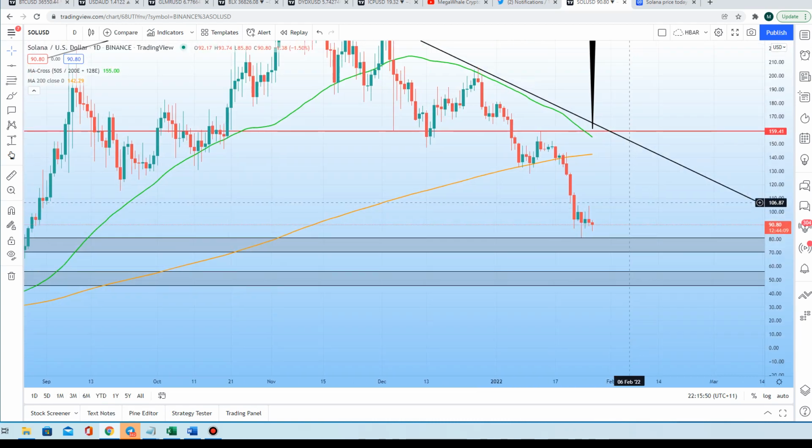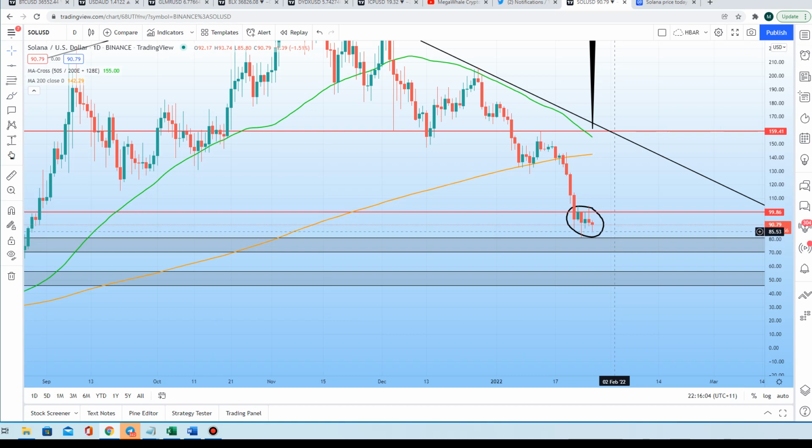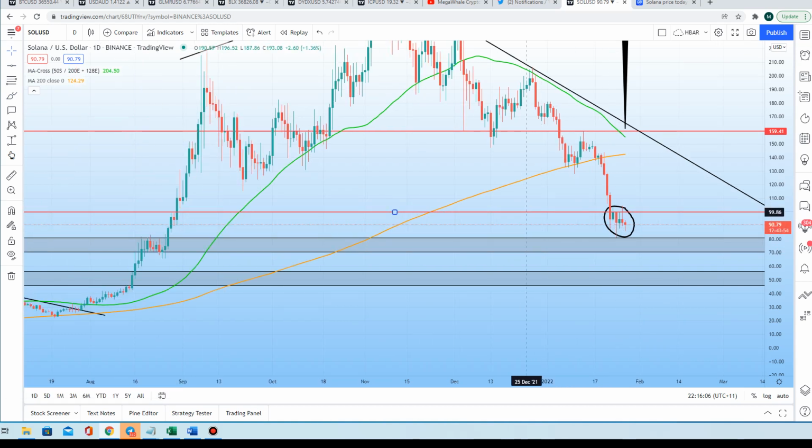We need a bit more confirmation, but expect to see lower. I wouldn't be buying yet. I'd be waiting to see what happens. I think the next few days are going to be really important. If we can reclaim this zone here, and if we can get a new candle above 99, back over 100, I'd be a little bit more confident in the short term.